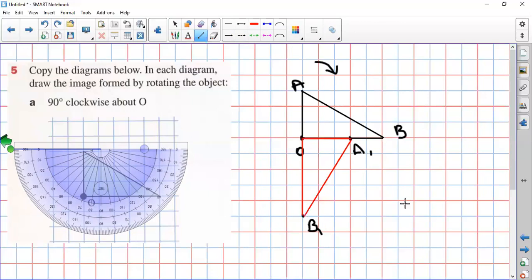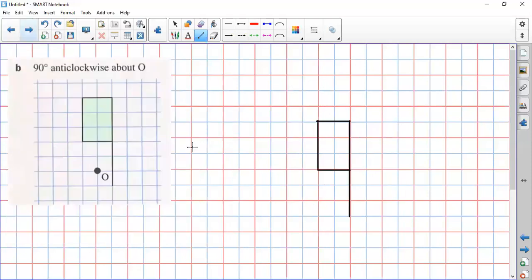And you will say that this triangle is rotated 90 degrees clockwise. Okay. Now we can pass to B. We have to rotate this figure 90 degrees anti-clockwise about the point O. So point O is here.